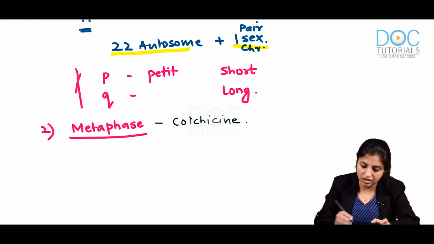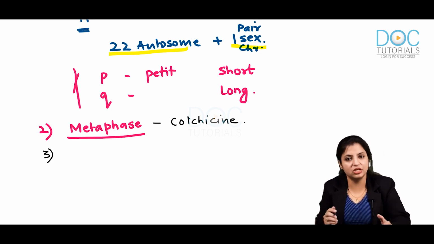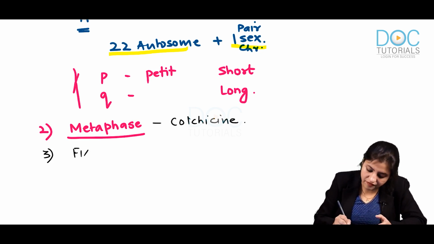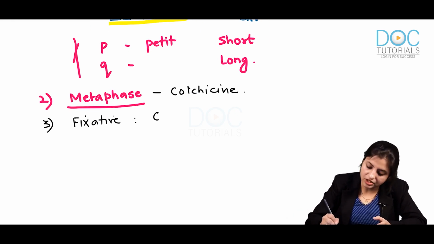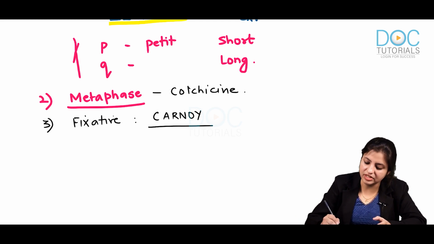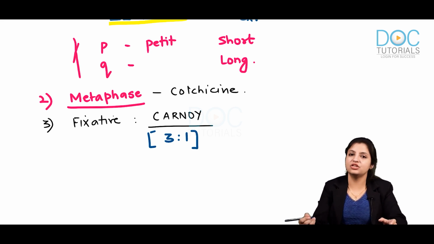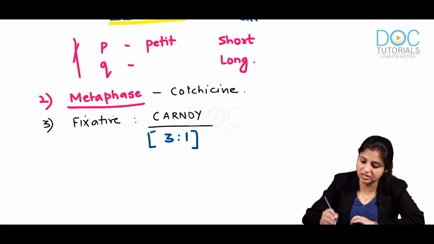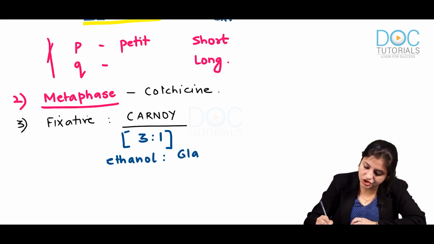That's very, very important. Once you have done metaphase arrest, you will be able to arrange it in decreasing order of length. But it is very, very important to fix it. So what is the fixative of choice for karyotyping? The fixative of choice is Carnoy's fixative. And if I am talking about Carnoy's fixative, everybody knows that it is a 3:1 ratio of ethanol and glacial acetic acid. We have already discussed this many times.